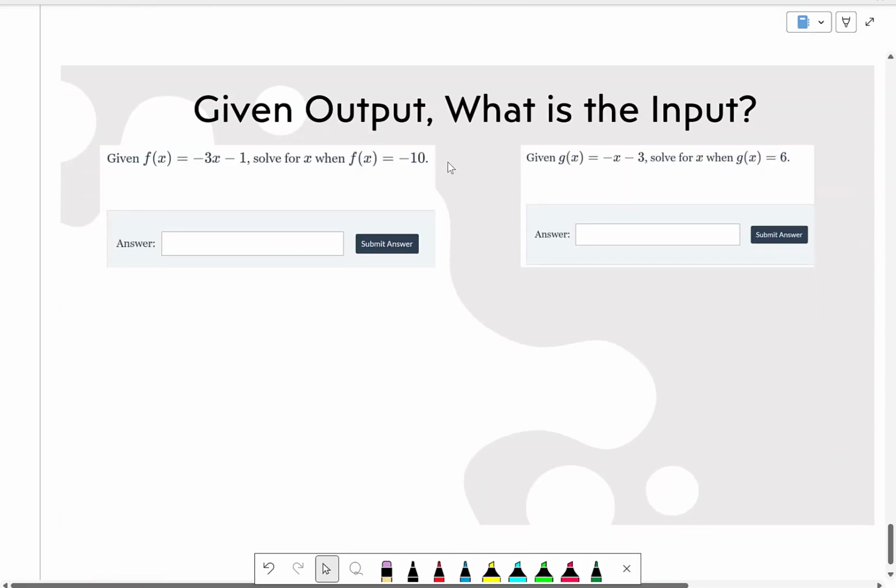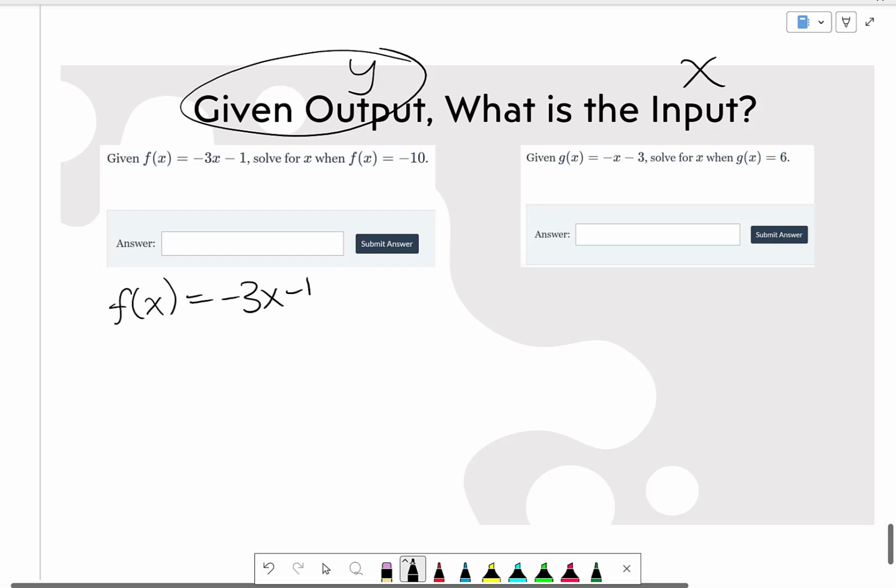All right, the last type of problem, which was the most difficult, and almost everyone in class got it wrong, is when you're given the output, what's the input? So for all of those problems, we were given the input, which is x. So now we're actually going to go backwards. What happens if you're given y first? Okay, so I'm going to copy the problem above. F of x equals negative 3x minus 1.